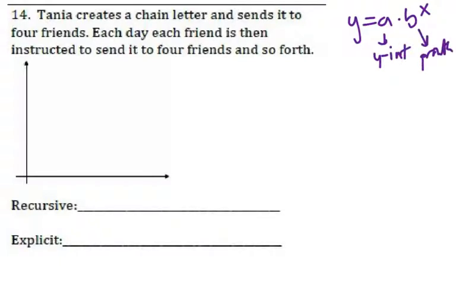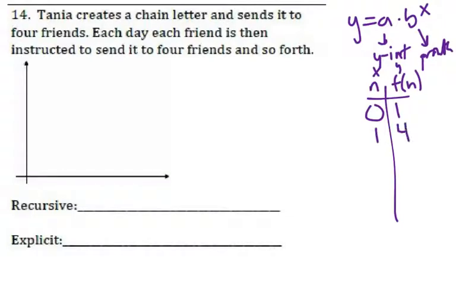Okay, now let's look at this one. Tanya creates a chain letter and sends it to 4 friends. Each day, each friend is then instructed to send it to 4 friends, and so forth. So how would we write a table of values here? Okay, we'll call this n and f of n, or x and y if you really want to. So, who started it out? Well, Tanya did. Before she sent it out, she was the only one. She sends it out to 4 friends. Okay, so after the first day, 4 friends have it.